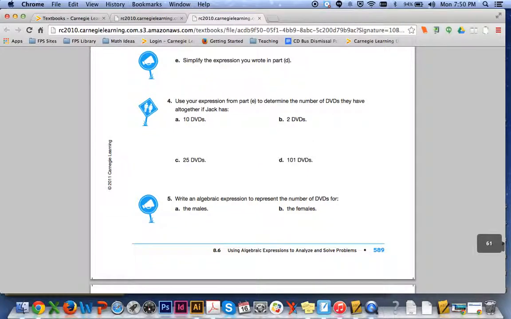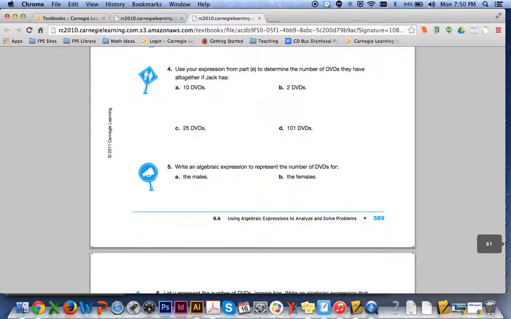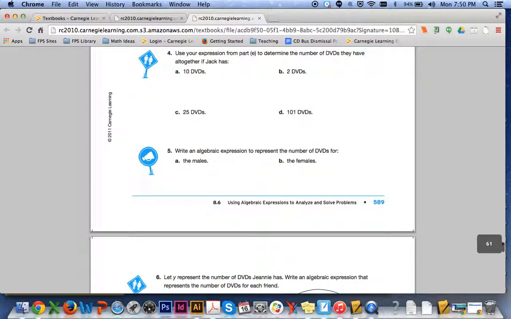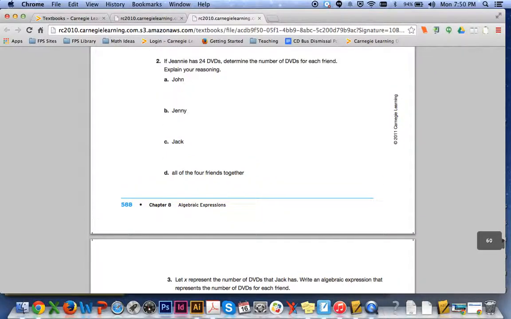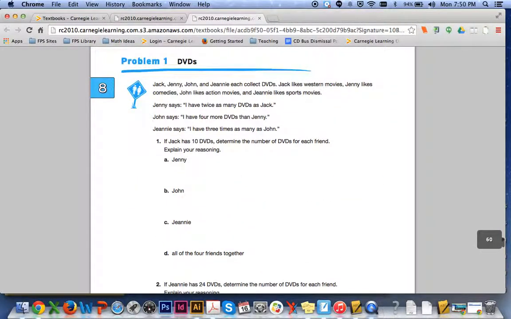And the last problem I'm going to do with you today is to write an expression to represent the number of DVDs for the males and the females. So now you have to take a look at the information from the male and female perspective. So Jenny, remember, she had twice as many DVDs as Jack. John has 4 more DVDs than Jenny, and Janine 3 times as many as John.